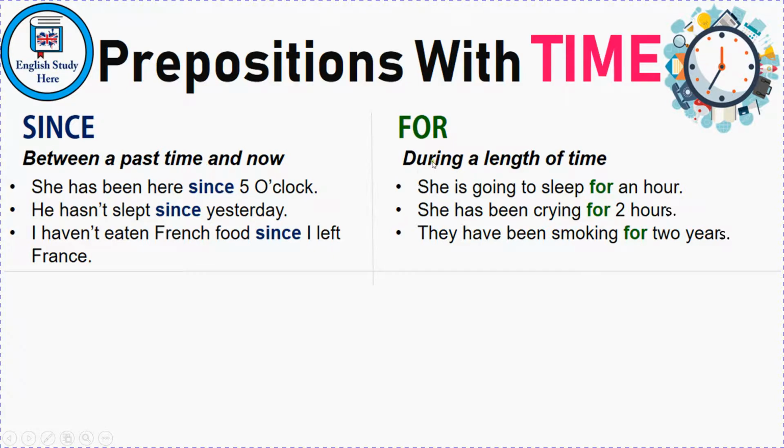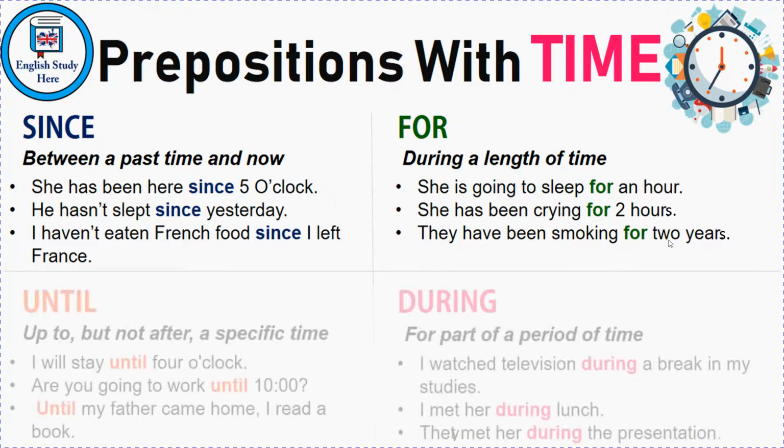And for, during a length of time, means it is showing a period of time. Like she is going to sleep for an hour. See, it is showing period of time, an hour. In the same way, she has been crying for 2 hours. They have been smoking for 2 years. So, can you see, children? It is showing the exact period of time.